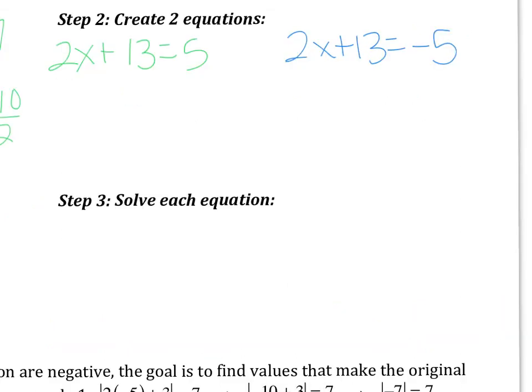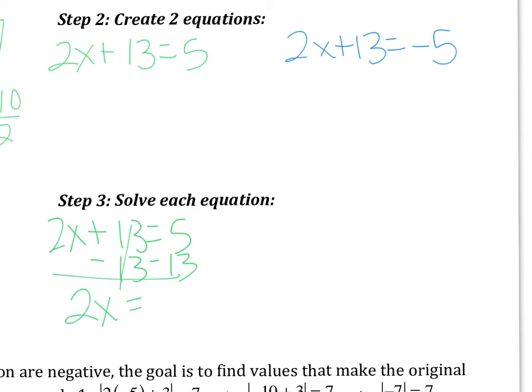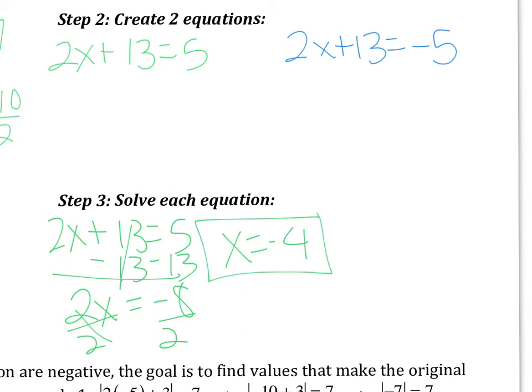So we're going to solve, so we have 2x plus 13 equals 5, so we're going to subtract 13 on both sides. So 2x is equal to negative 8, divide by 2. So one of our answers is going to be negative 4, which we'll check in a second.